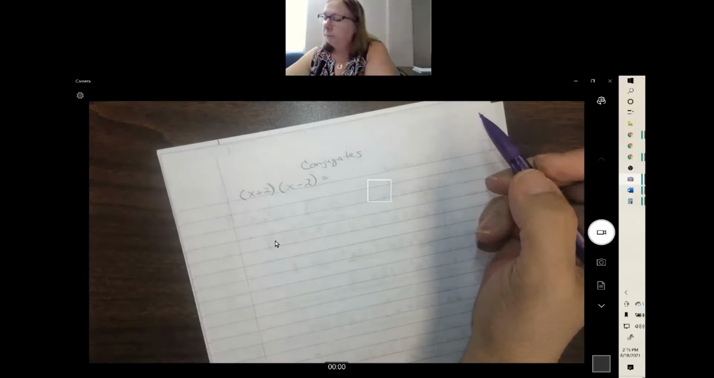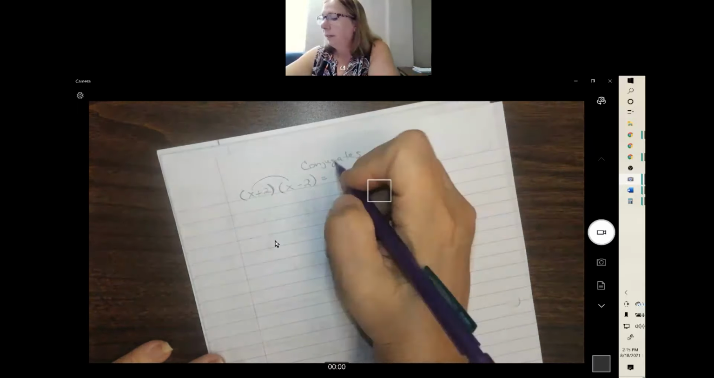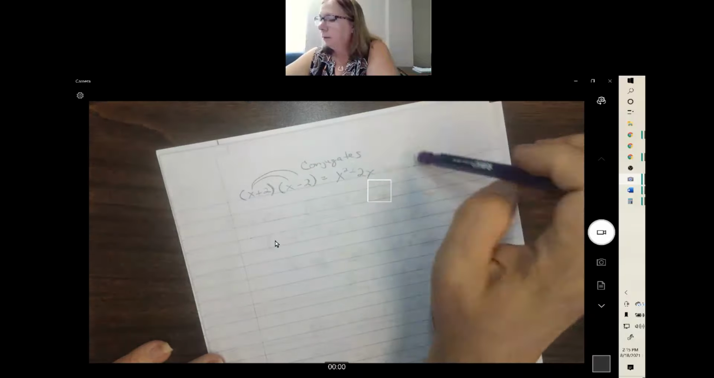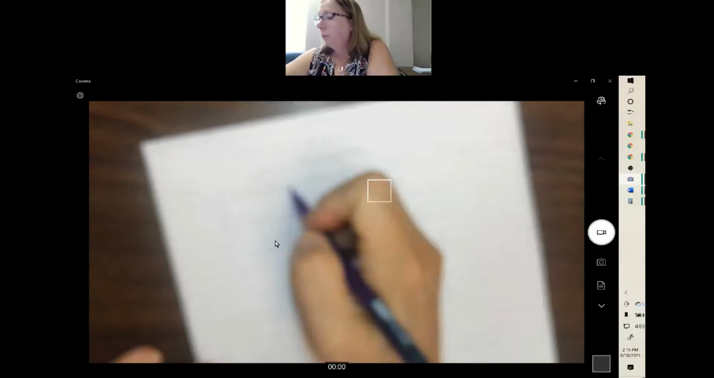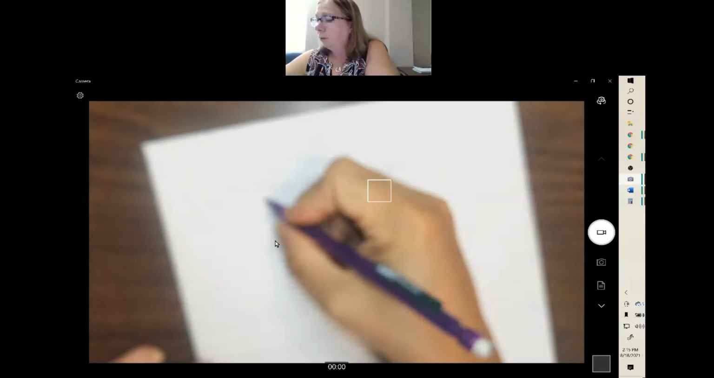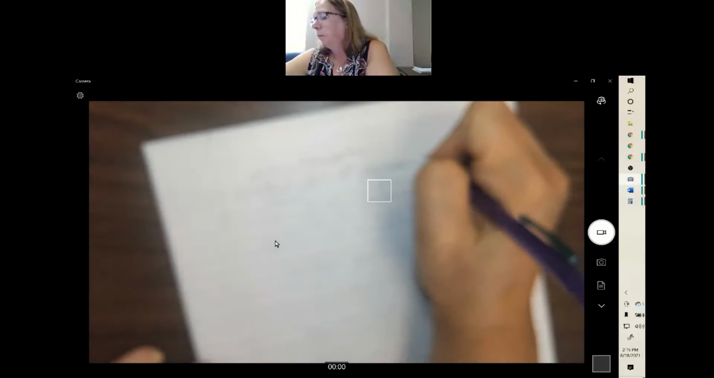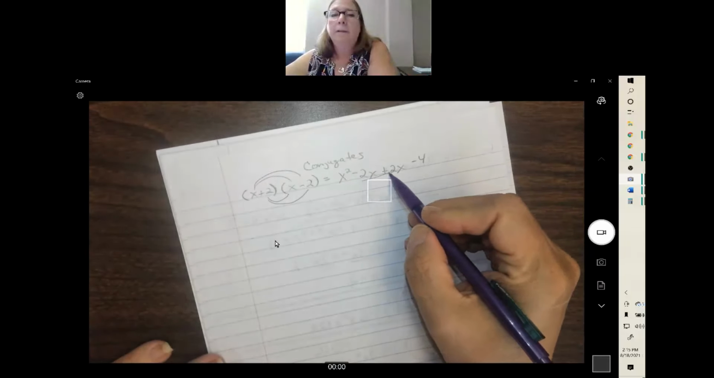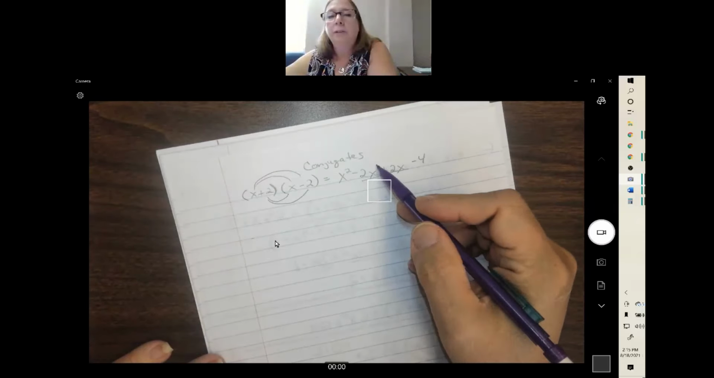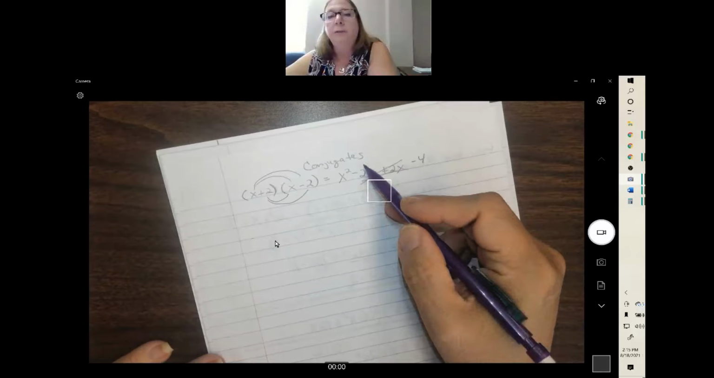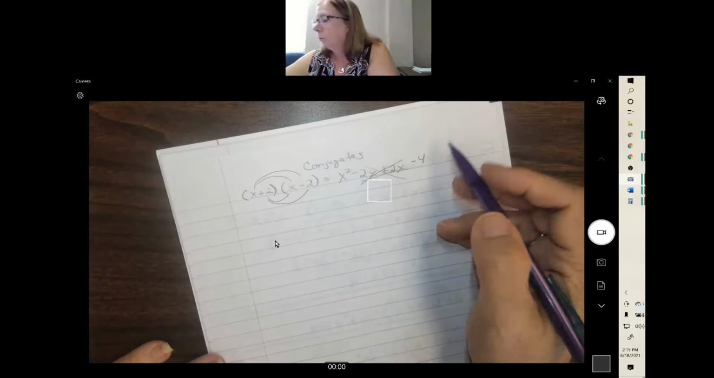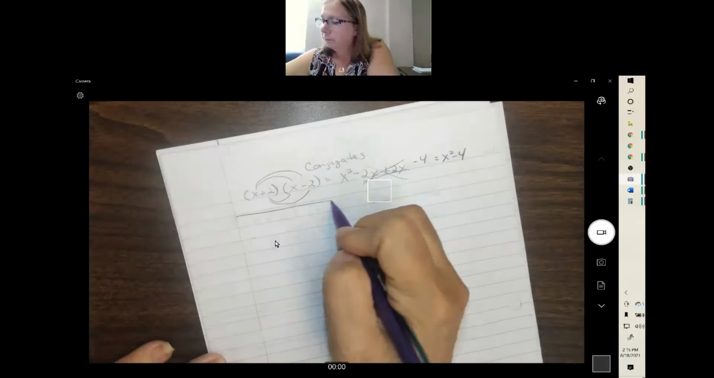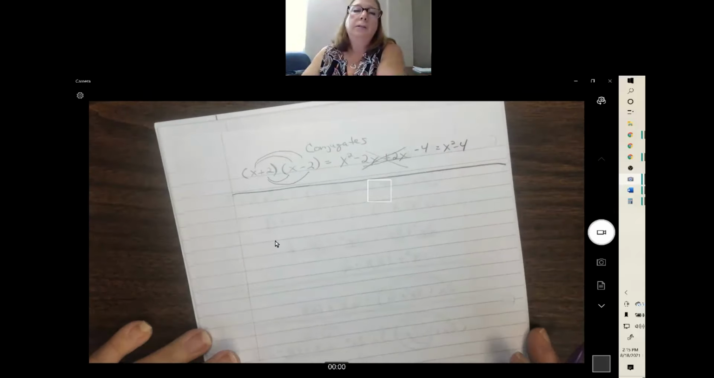So when we FOIL this, notice if you multiply the first two, you get x squared. Outside, we get a negative 2x. Inside, we get a positive 2x. And the last two, 2 times negative 2 is negative 4. Notice the two middle terms, negative 2 and a positive 2, those cancel. And that leaves the x squared minus 4. Any questions on that one?